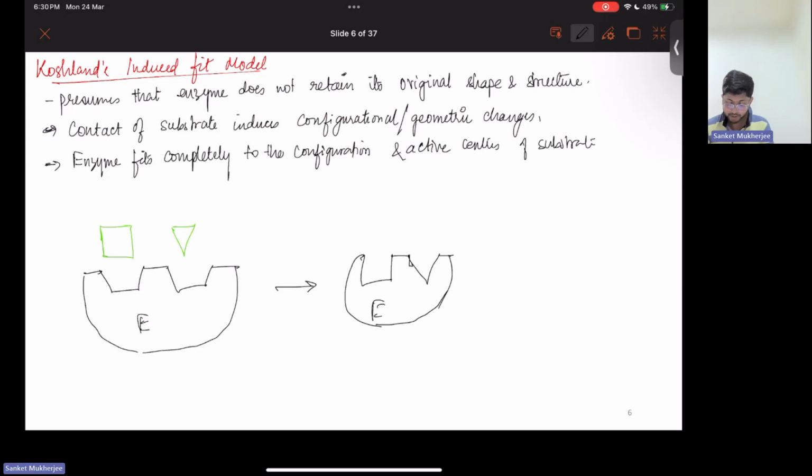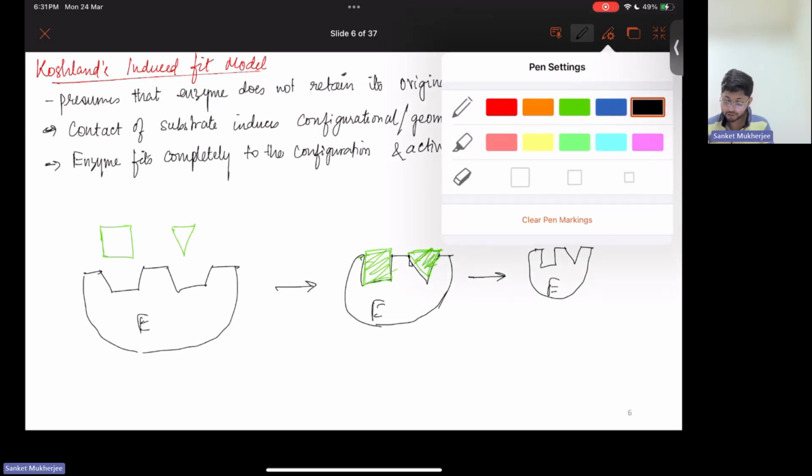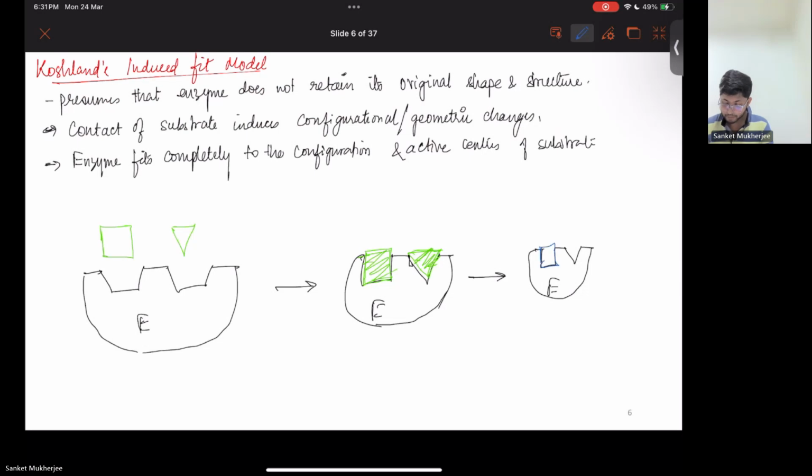This is how the enzyme looks like. Retains the shape of the substrate. This is the substrate here, and this is the substrate here, right? So let's just shade it, and it retains the size, and then it forms the product. So the enzyme, and now the product is formed. And then it will lead to release of these products, and the enzyme can again be reused, right?